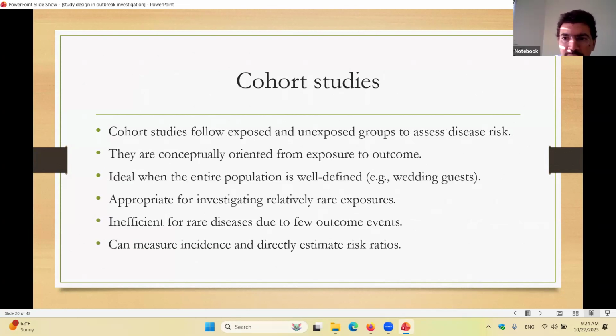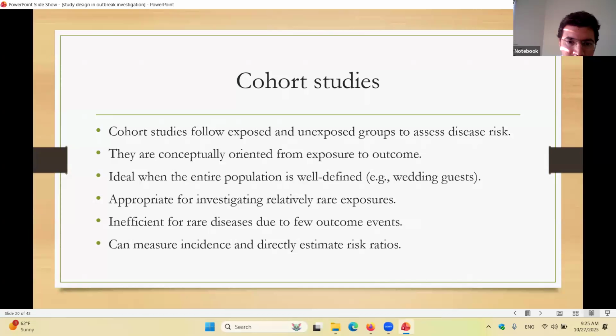So I will talk to you about cohort studies. Cohort studies follow exposed and non-exposed groups to assess disease risk. They are conceptually oriented from exposure to outcome. I say again, from exposure to outcome. It is ideal when the entire population is well defined. For example, in wedding guests.